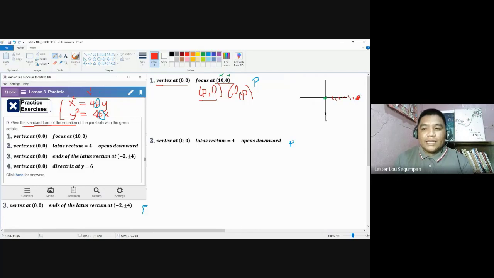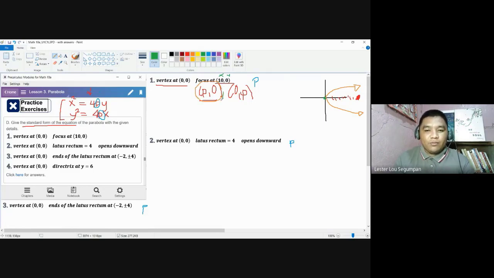If this is the focus and this is the vertex, please do not forget that the focus is always in the interior of the parabola. So if we draw the parabola, it should contain the focus. This is not the parabola. It also doesn't open downward, and it doesn't open towards the left. It should open towards the right. By knowing that it opens towards the right, we can determine the correct form of the focus, and that is this form here.